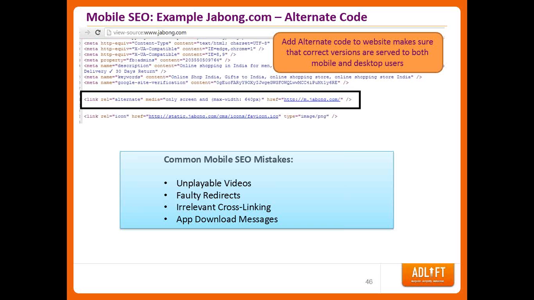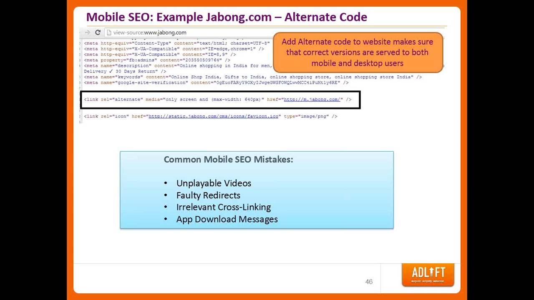Well, there are some common SEO mistakes in mobile SEO as well. First, faulty redirects: sometimes redirecting to the mobile website and sometimes redirecting to the desktop website. Then irrelevant cross-linking. If you are serving the mobile website, you need to make sure that the interlinking is to the mobile site, to mobile URLs. And third, unplayable video. You need to make sure that your user experience is really good on your mobile device, because it's a 3 to 5 inch screen. People have very little time to decide whether they want to go ahead with the details or not.